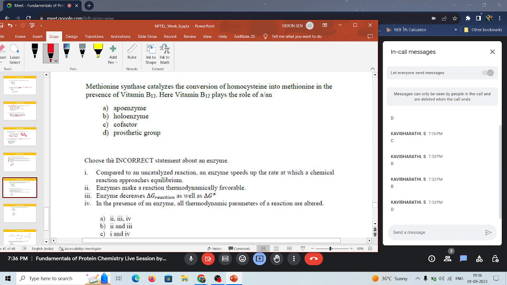So apoenzyme or holoenzyme. Okay, no, we have the enzyme over here. So A and B are not correct. B12 is neither the inactive form nor the active form. So whether it is a cofactor or a prosthetic group, what is it? Basically B12 is a cofactor because it is activating or enhancing the conversion process. So option C is correct.